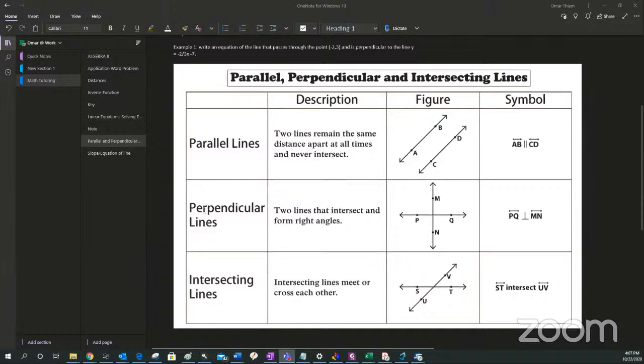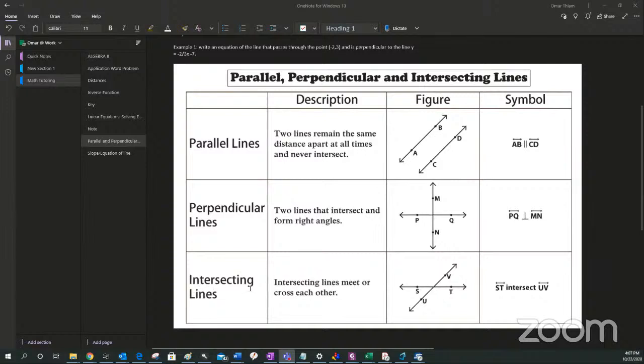Now, for perpendicular lines, you have two lines that intersect and form right angles, right? As you can see, the distance from P to Q is perpendicular to the distance from M to N. The perpendicular line symbol is like this, and that's the sign for perpendicular.